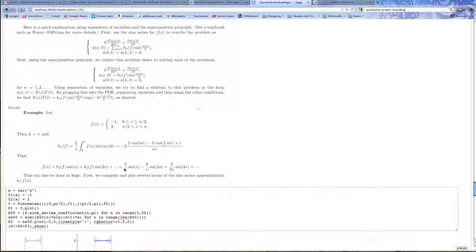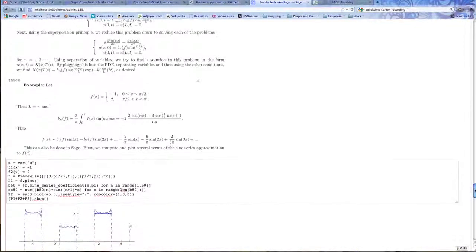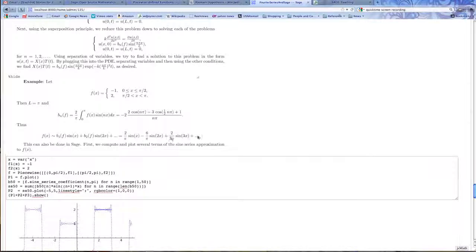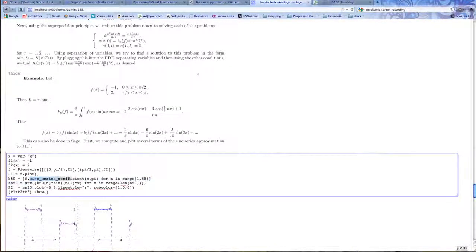Just plug in various values of n, you'll get various coefficients. Take n equals 1, you get this. Take n equals 2, you get that coefficient. n equals 3, you get this coefficient, and so on. So the first three terms of the Fourier series are just these expressions right here. You can compute as many as you want in SAGE. There's a method called sine series coefficient. It'll compute the nth sine series coefficient.